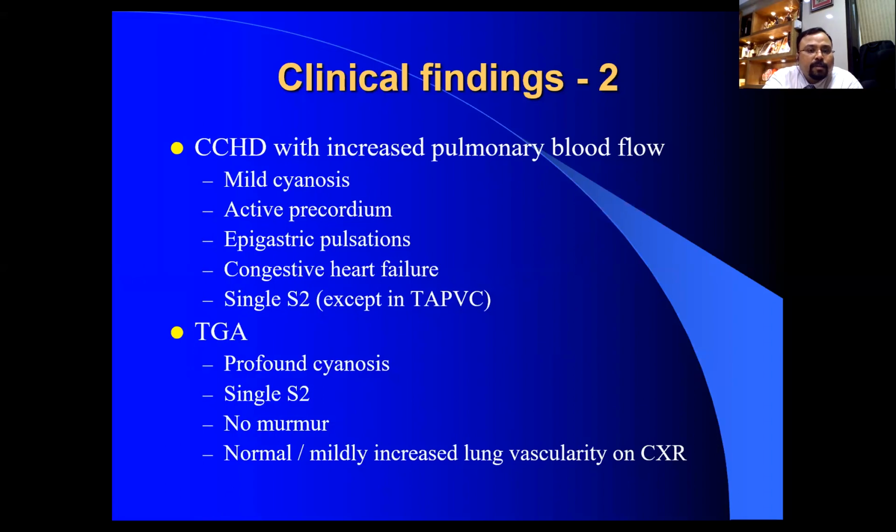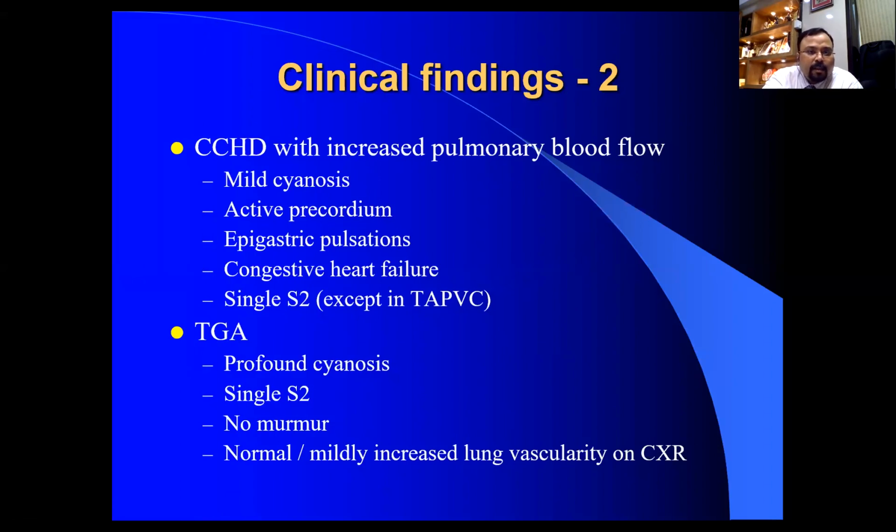Then single S2, except in TAPVC, where you will see wide splitting of S2 with a loud P2 component. Whereas in TGA, TOF, as we have discussed, we'll see only a single second heart sound, which will be the A2 component. You won't listen to P2.